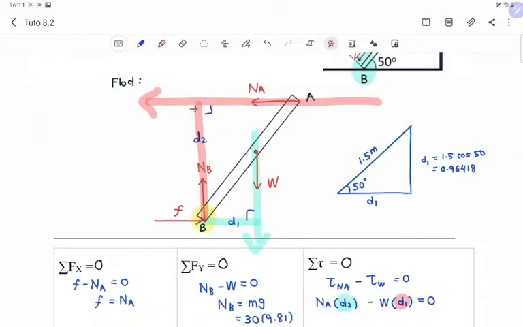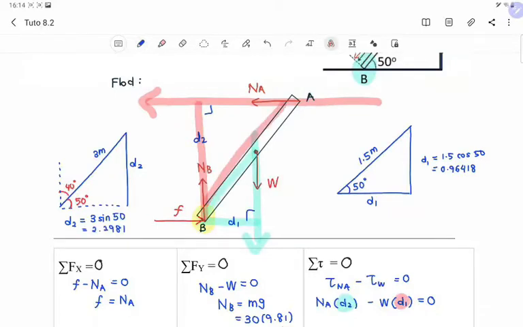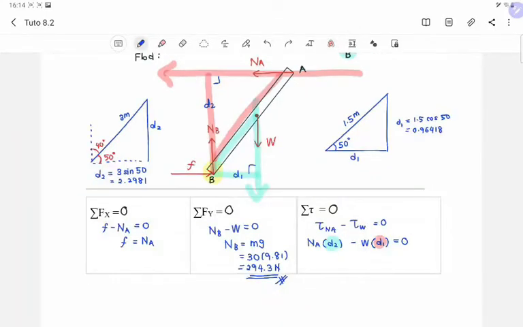Then for D2 we will consider this triangle. Okay, so the triangle for D2 could be like this or like this. Okay, it's up to you. Either way will give you the same answer. Okay, so for me, I would like to do D2 is equal to 3 sine 50. So if you notice, the length of the rigid body for this triangle is 1.5, but for this triangle, the length of the rigid body is 3 meter.